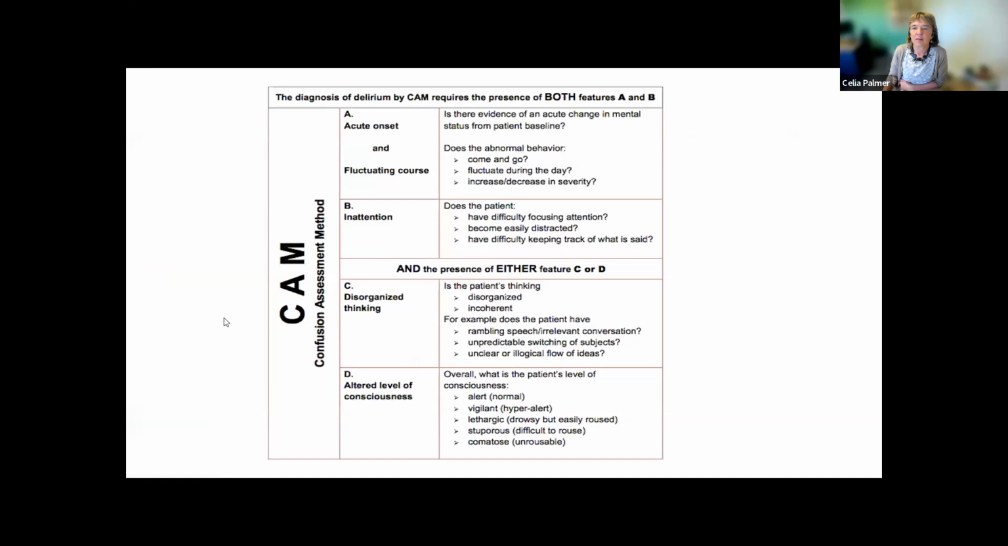The other one that you may have heard of is the confusion assessment method. I'm sure you can find that easily, and you've probably been to talks where people have talked about that. That's basically a translation for us of the DSM diagnosis into questions for ourselves. Has this patient got an acute onset of mental status change with a fluctuating course? Are they seeming to be easily distracted? Can't keep focused on what's going on? Is their thinking a bit more rambling, switching, not that logical? And do they have an altered level of consciousness? So this confusion assessment method, which I think is also promoted by the GP College, is quite a useful way of diagnosing or screening for a delirium.